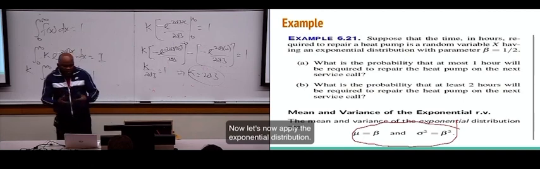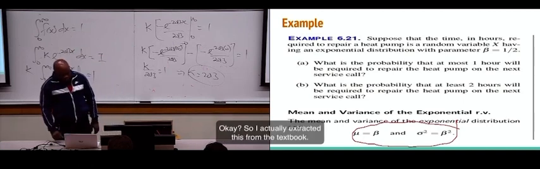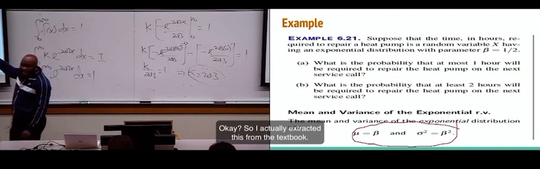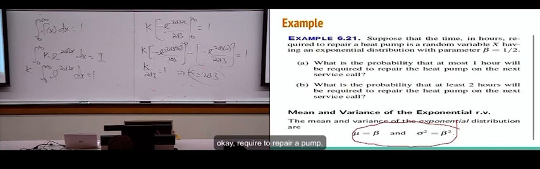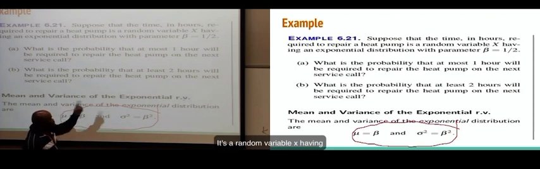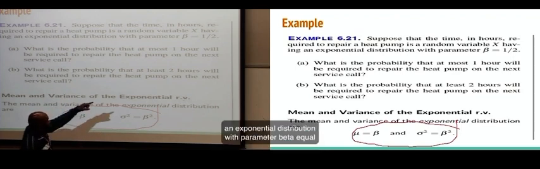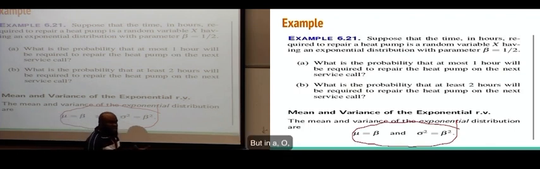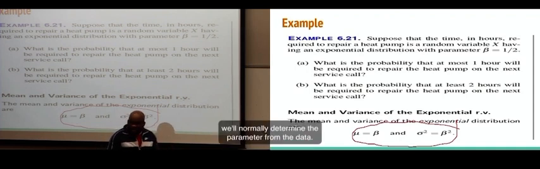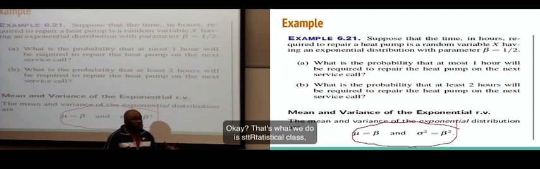Now, let's apply the exponential distribution. Suppose I extracted this from the textbook. Suppose that the time in hours required to repair a heat pump is a random variable x, having an exponential distribution with parameter beta equal to half. The examiner is going to give you the values of the parameters. In a pure statistical class, we normally determine the parameter from the data.